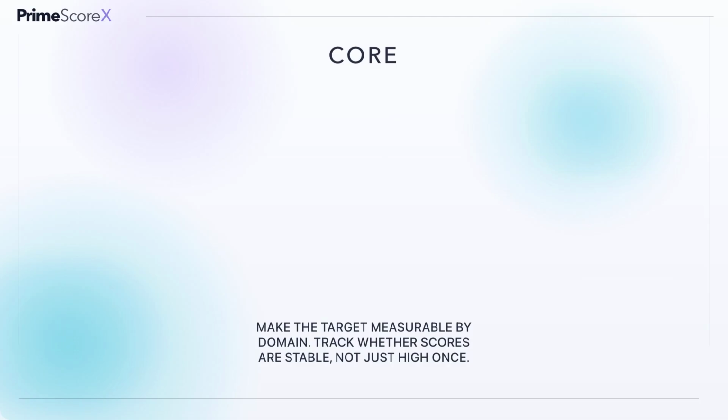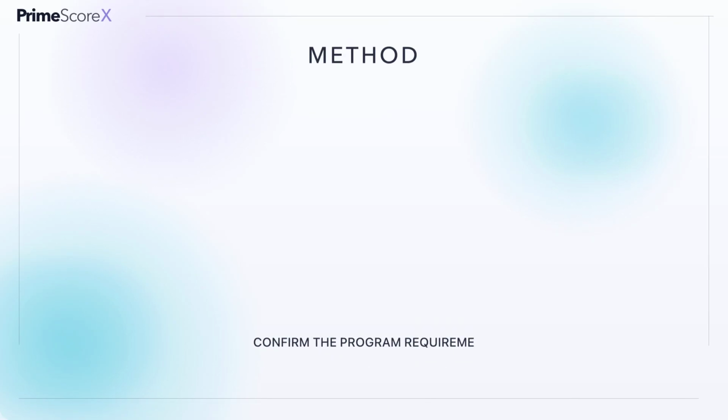There is also a useful contrast to remember. Make the target measurable by domain. Track whether scores are stable, not just high ones. The weaker version feels busy, but does not always raise your score. The stronger version creates evidence: what you know, what slows you down, what repeats, and what needs a targeted fix before the next practice set.